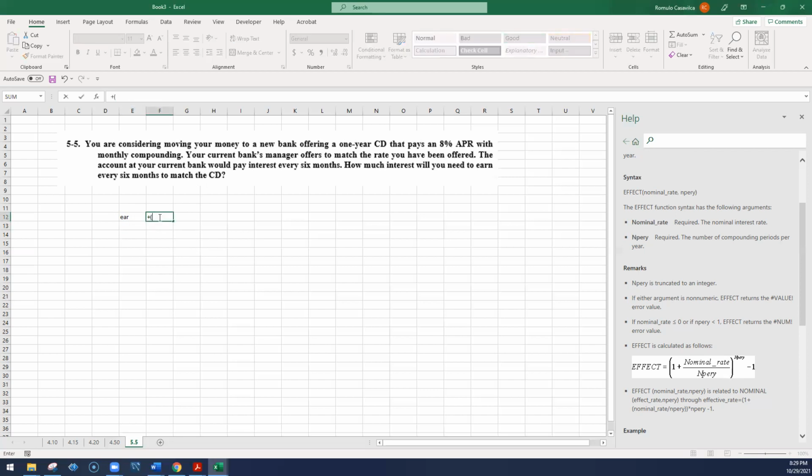So here it is 1 plus 0.08 divided by 12 because it's monthly compounding, elevated to the 12 divided by 2 because they pay every 6 months, minus 1. That's the answer. Now, how do we do it with effective?